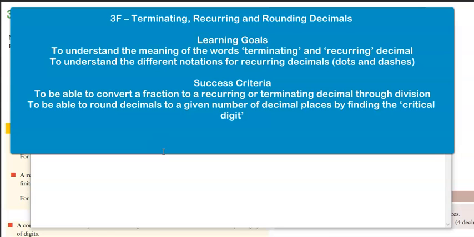The success criteria for this one is to be able to convert a fraction to a recurring or terminating decimal through division, and to be able to round decimals to a given number of decimal places by finding what's called the critical digit.